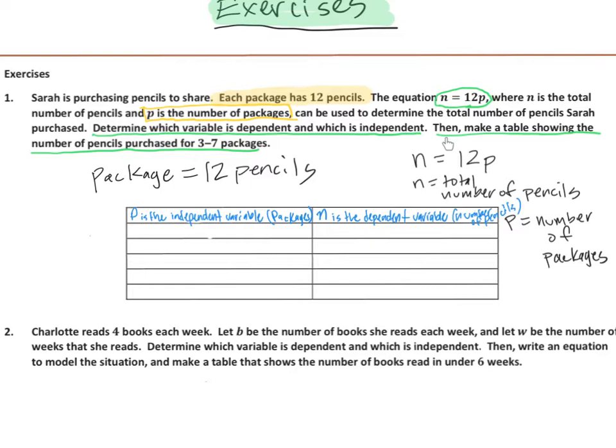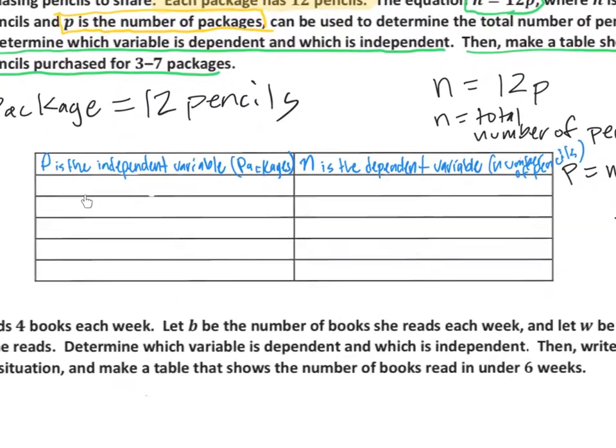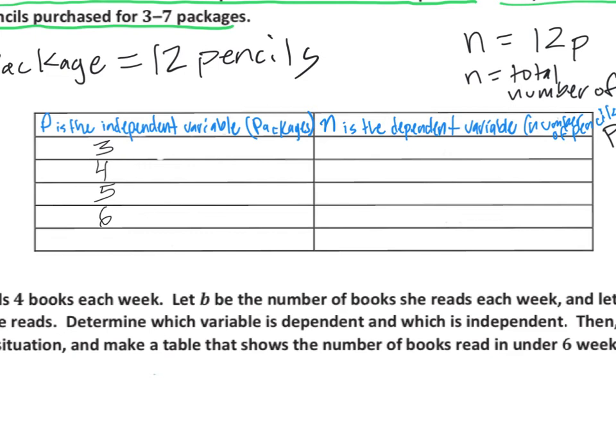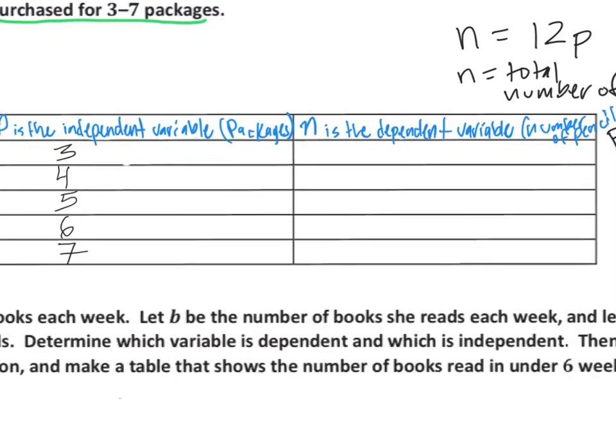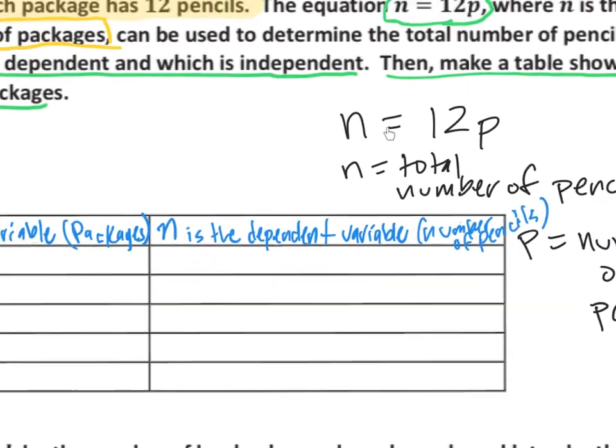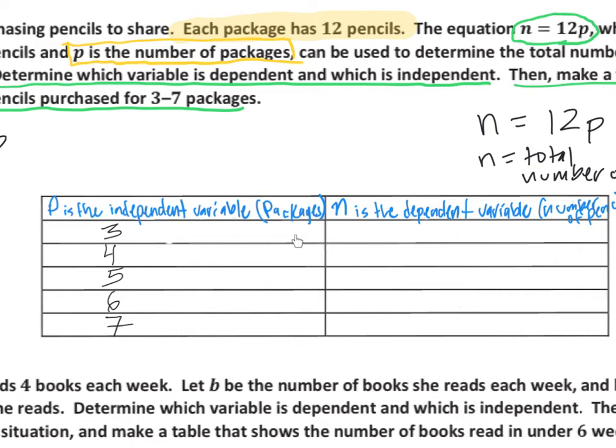The next part of this question is asking us to make a table showing the number of pencils purchased for 3 through 7 packages. That means that we need to start entering in our package numbers here on the left-hand column. As you can see, the number of packages change, and that will affect the dependent variable, or the number of pencils that are purchased. Now let's look at the equation that Sarah came up with to determine how many pencils there are total when there is a certain number of packages purchased. In order to do that, we need to take this equation and start to plug in our own numbers. Once we do that, we can easily solve.